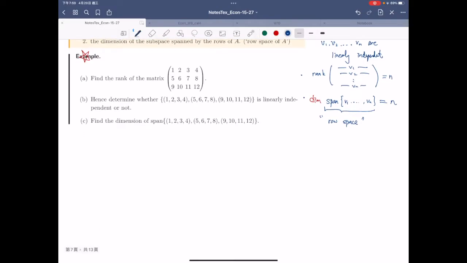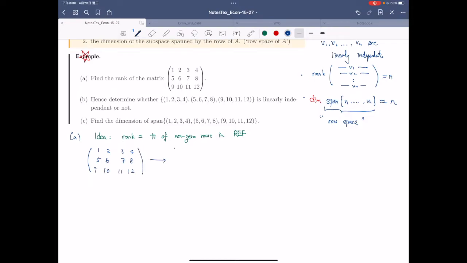Part A. Find the rank of the matrix. What's the idea? What is rank? Rank is really the number of non-zero rows in the row echelon form of the matrix, okay? So let us transform this matrix into row echelon form. I have 1, 2, 3, 4, 5, 6, 7, 8, and then 9, 10, 11, 12.